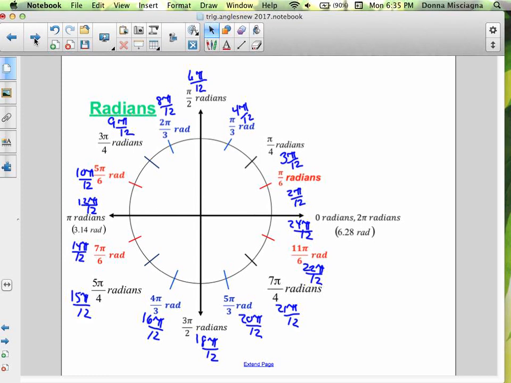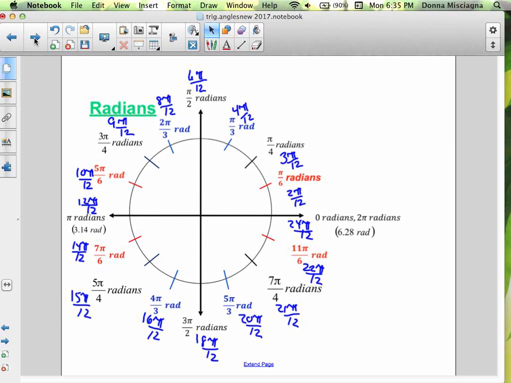22 pi 12ths is 11 pi 6. And then I didn't put in 23, but 24 gets us right back again. So I included only thirds, fourths, halves, and the 6, because those are important values.